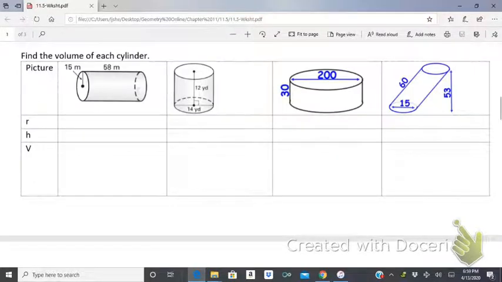Next thing is about cylinders. Notice all of these are just cylinders. What you're going to do is pi, r squared, and h. Find the radius, multiply it by pi, multiply it by h, and you're all done.